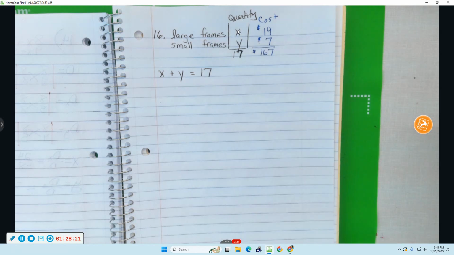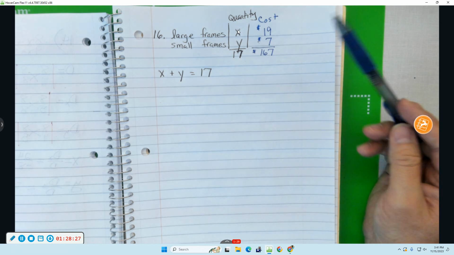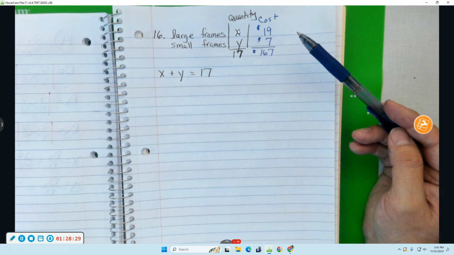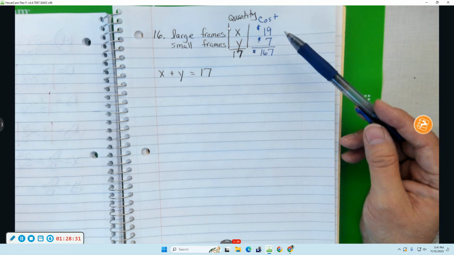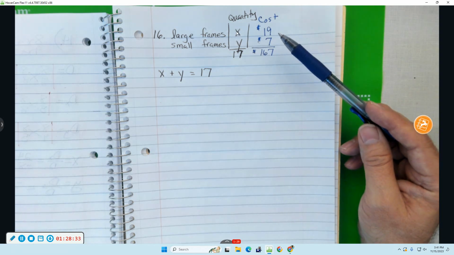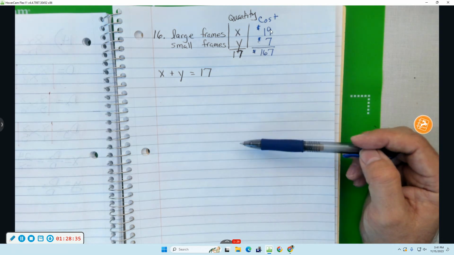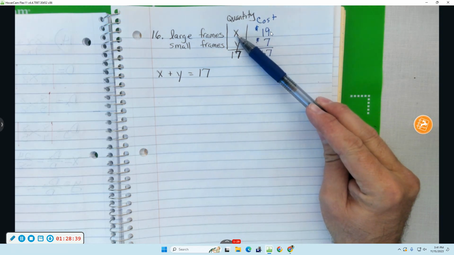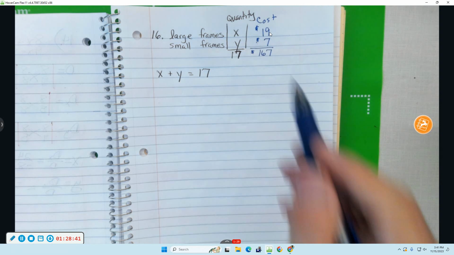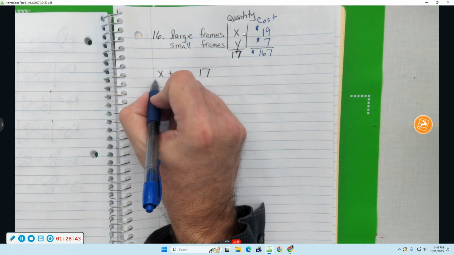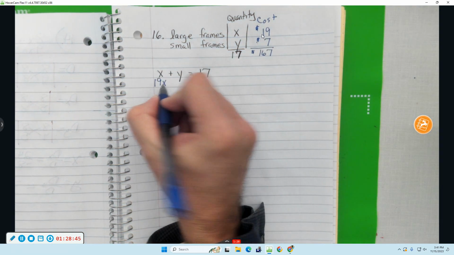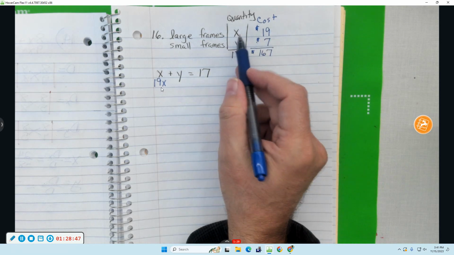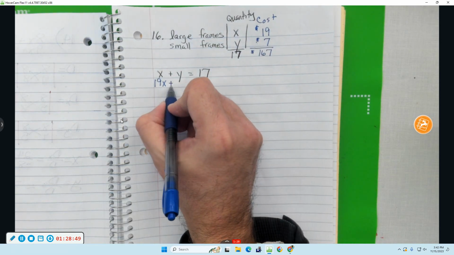How much money did she spend on her 10 large frames? If she bought 10 large frames, how much money? Well, it couldn't be 10, okay, but 10 large frames would cost 190. You take the cost per item times the number of items. Each large frame costs $19 times she bought X frames, so 19X. That's all the money she spent buying large frames.